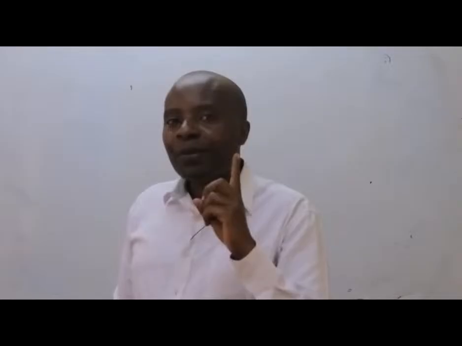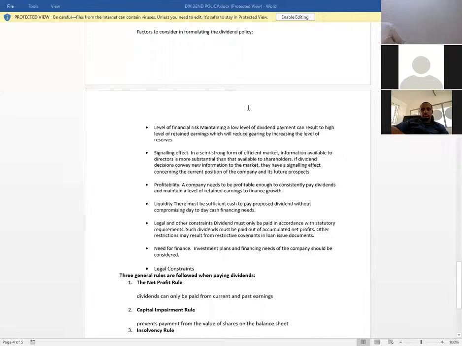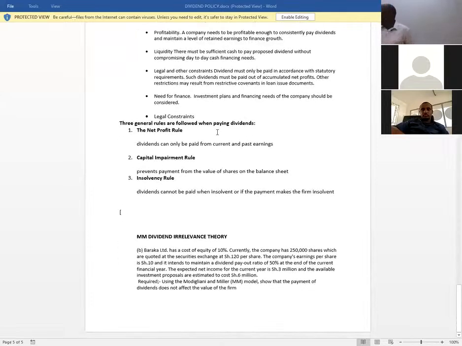But you should never pay otherwise. Actually, I should read this for you. This is very interesting. We are told, ladies and gentlemen, about the general rules and the legal constraints. Three general rules are followed when paying dividends. Number one, the net profit rule: dividends can only be paid from current or past earnings. Capital impairment rule: we don't want to pay dividends in a way that our capital, our MPS, will go down, so it prevents payment from the value of shares on the balance sheet.